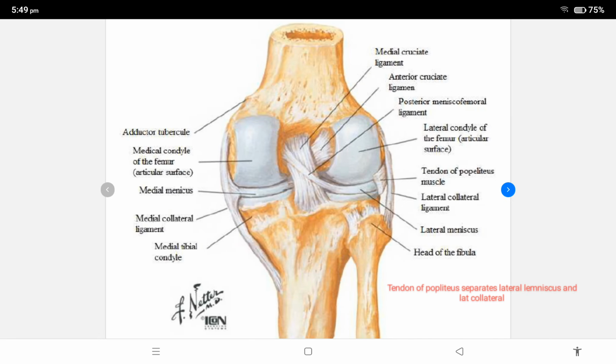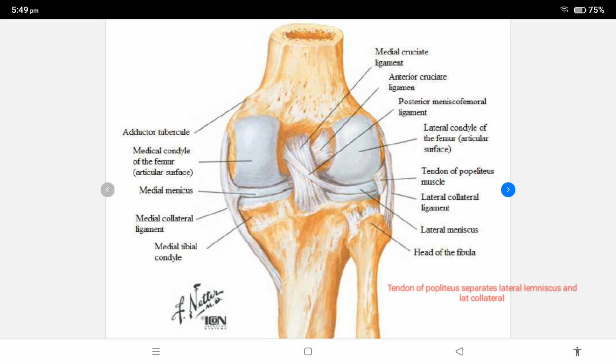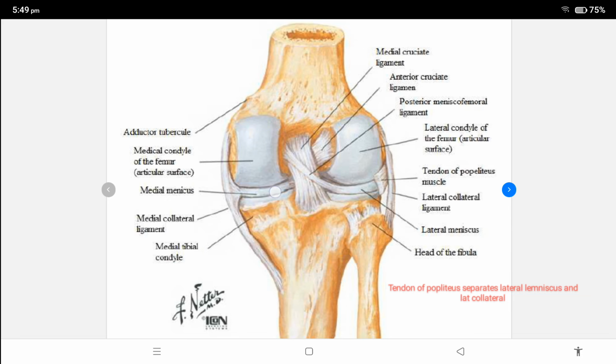Okay. Then this is an image of the knee joint, showing the tendons, cartilages and ligaments. See, here is the adductor tubercle. This is the medial condyle of the femur and this is the tibia. So here will be the medial meniscus and medial collateral ligament. The medial collateral connects the femur and the tibia, and the medial meniscus lies between the condyles.